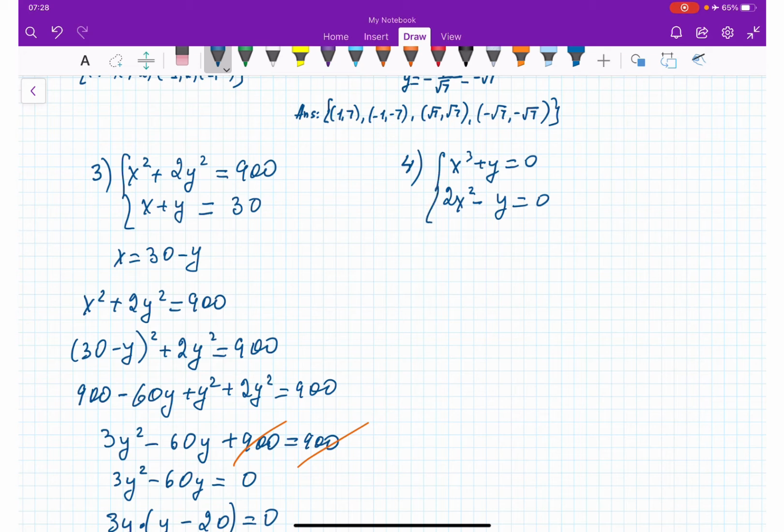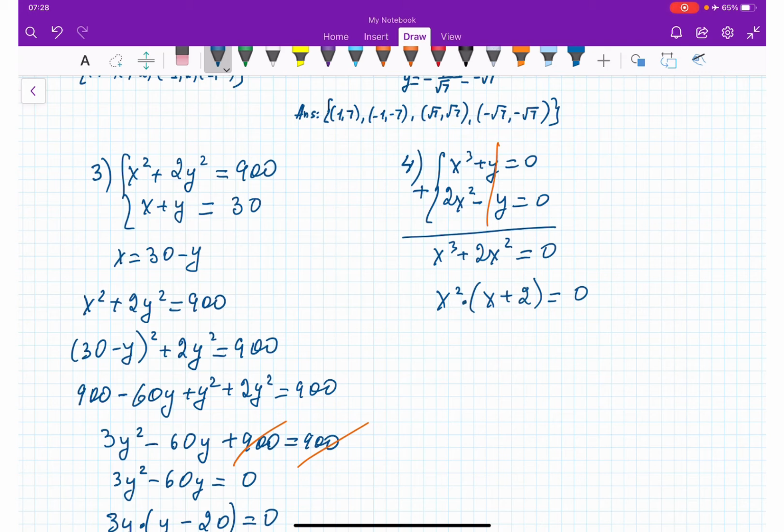Okay, since the degrees don't match, actually, I can add them. I have plus y, I have minus y. I can get rid of y clearly, and then we can solve for x. That would be easier. So I'm adding right here. This is gone, and I have x cubed plus 2x squared equals 0. I'm taking out x squared. It's going to be x plus 2 equals 0, right?